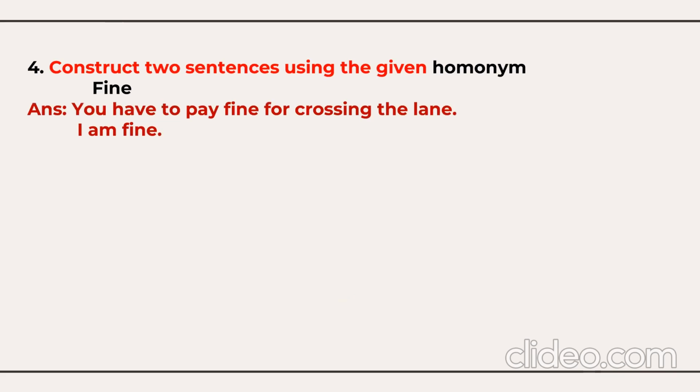Next, the fourth question, construct the 2 sentences using the given homonym. So there's a word here, fine. There's a homonym here, fine, and we need to construct 2 sentences with the same word, and the word should have different meanings. You have to pay fine for crossing the lane. So here it's a penalty. I am fine. It talks about the well-being of a person. So homonym means to say the same pronunciation but different spelling and different meaning.